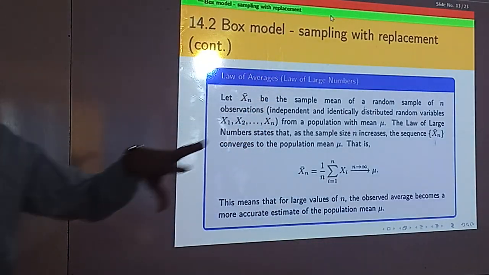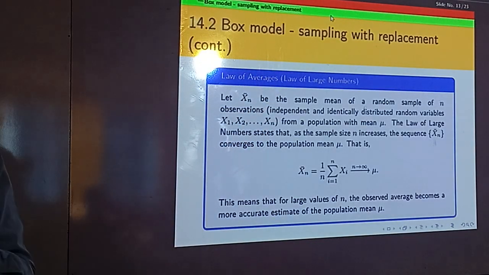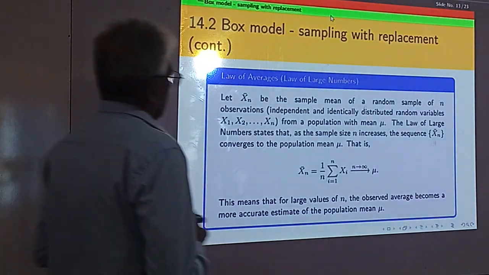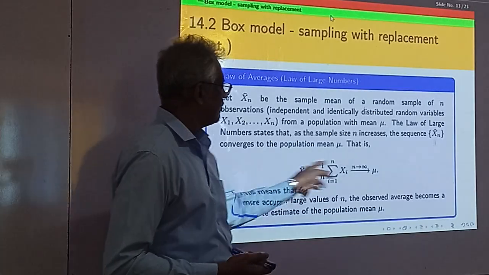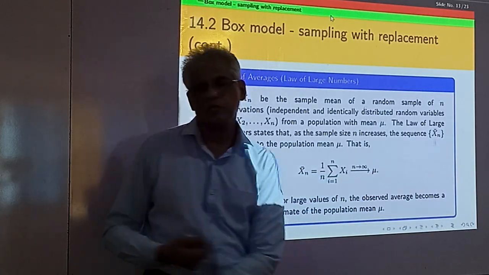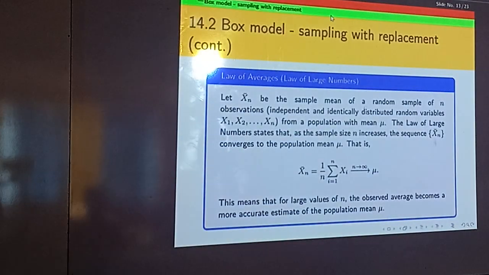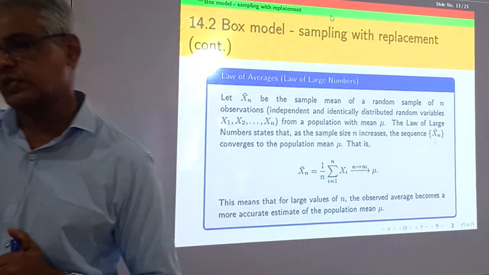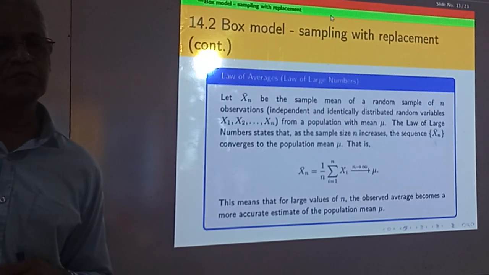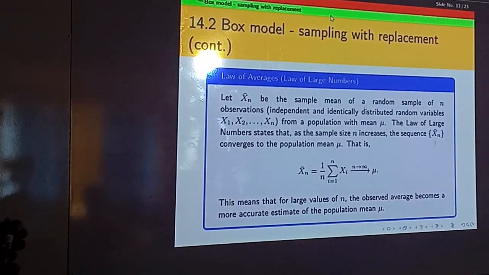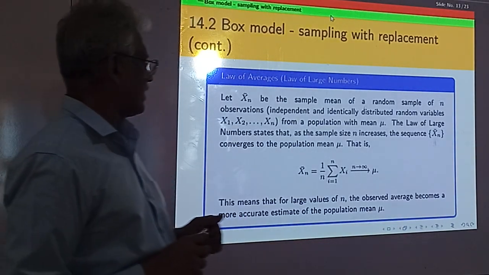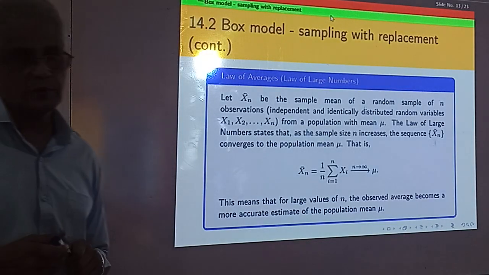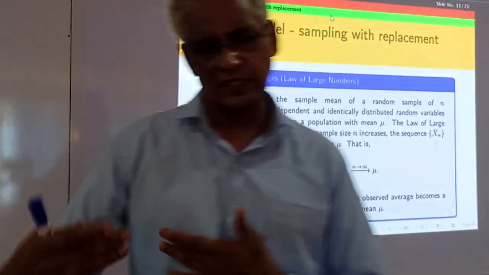But the theory is just for when you are taking with replacement, or assuming that the observations are independent. Then it says x bar n converges to the population mean, denoted by mu here, as n increases. Theoretically, when n goes to infinity, x bar n will be converging to the population mean. So for large values of n, the observed average becomes a more accurate estimate for the population mean. That is the practical use of this.